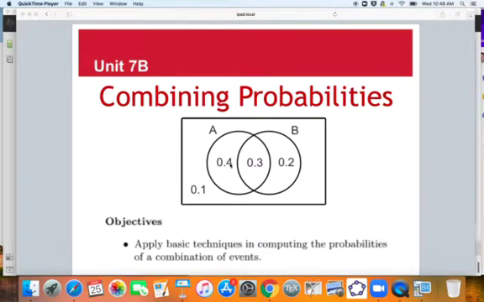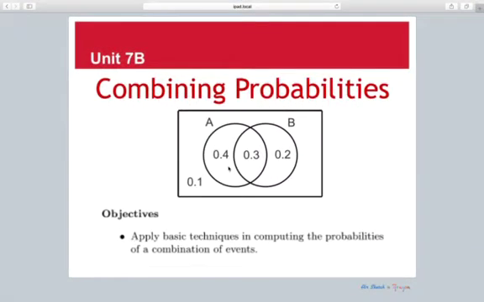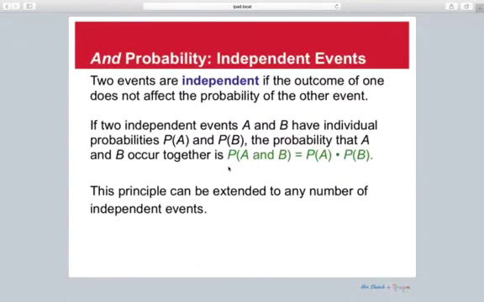Right, folks. Today we're going to talk about 7B, combining probabilities. So let's get started. Let me get full screen here. Okay, so the first combination of probability is going to be an AND probability for independent events.